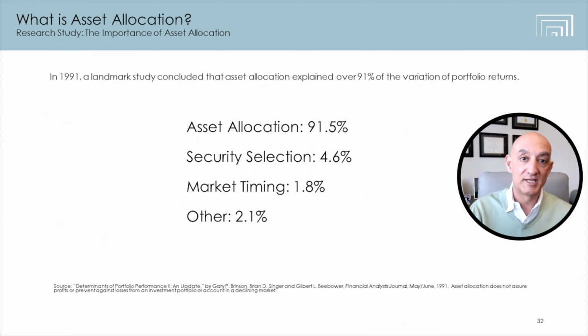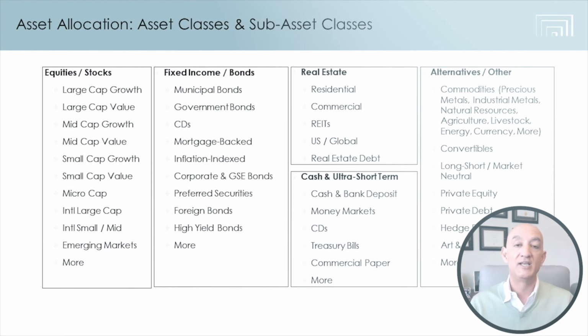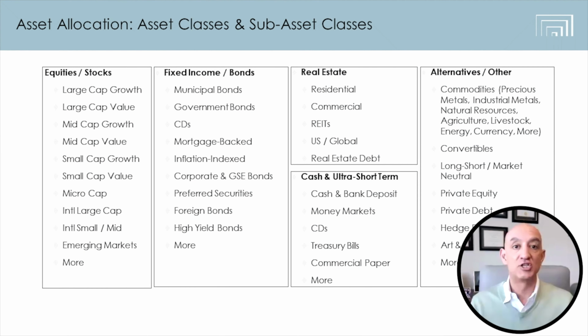There was a landmark study done in 1991 that concluded that asset allocation explained the majority of the variation of portfolio returns. Very little had to do with security selection, that's stock picking, or market timing. So what we mean by this is the most important decision that you can make for your portfolio, based on your risk tolerance, your time horizon, and your goals and objectives, and those matter more than anything else, is what percentage of your assets should be invested in these 5 broad categories.